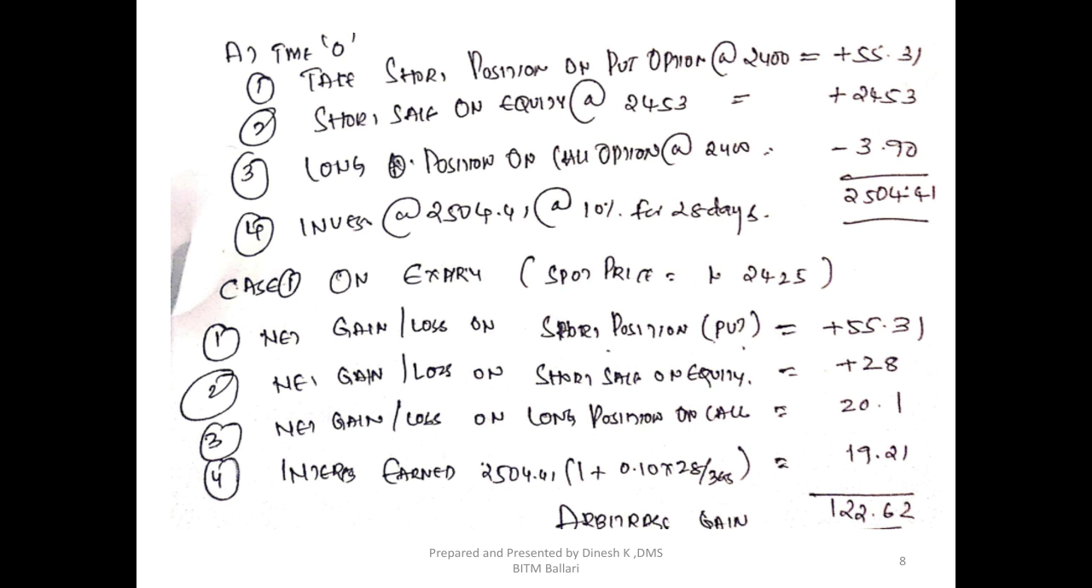Fine. So I invested rupees 2441 at 10% for 28 days. So what is the interest that I'm earning here? I'll be earning an interest of 19.21. So the overall arbitrage gain comes out to be 122.62. This is for case 1.